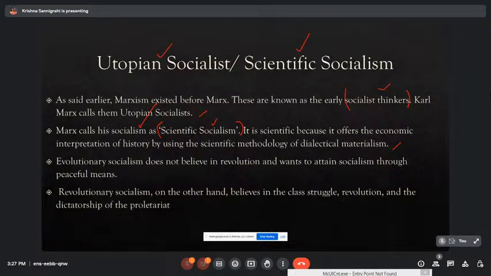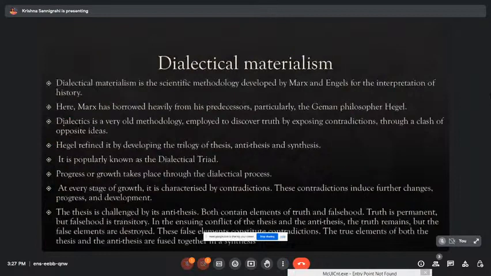Evolutionary socialism does not believe in revolution and wants to attain socialism through peaceful means. And what does revolutionary socialism do? On the other hand, it believes in the class struggle, revolution, and the dictatorship of the proletariat. So this is the difference between evolutionary and revolutionary socialism. And as we discussed, Marx calls his socialism scientific socialism because it brings an economic interpretation into the analysis of history by using the scientific method of dialectical materialism.